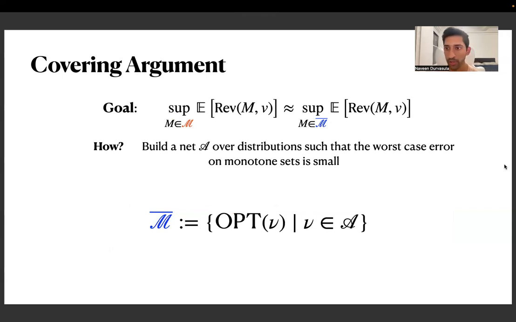Once we have our net of distributions, we can get a net of mechanisms by considering all optimal mechanisms for net distributions. And because any net distribution has small worst case error on monotone sets, and all the level sets of the revenue function are monotone, this small cover has the property where there exists some element of it with revenue that's close to the best mechanism in the original benchmark class.